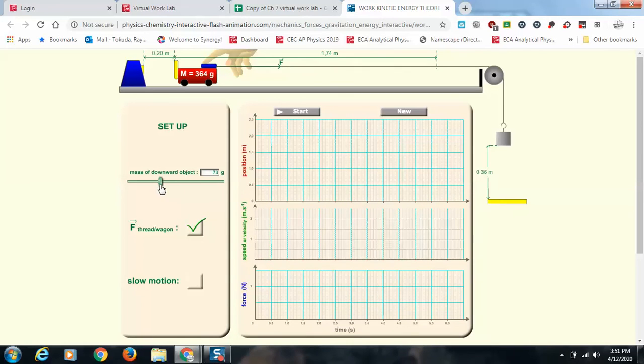All right. And then you're going to have to do a formal lab write-up. The purpose of the lab write-up will be to verify the work-kinetic energy theorem or disprove the work-kinetic energy theorem. Then you have to make whatever conclusions according to the results that you get off of this simulator. All right, good luck.